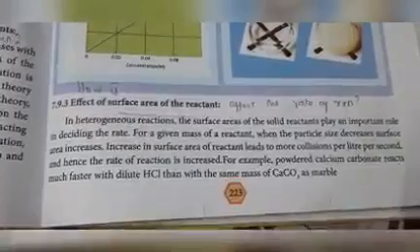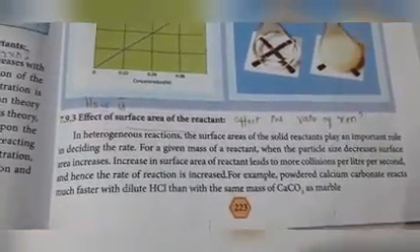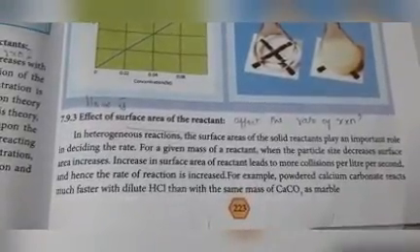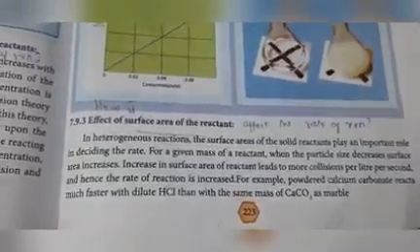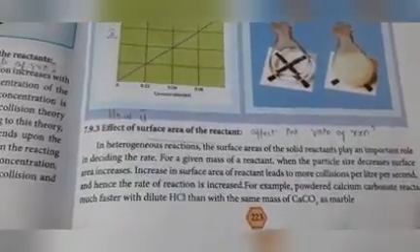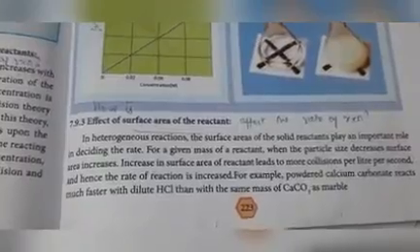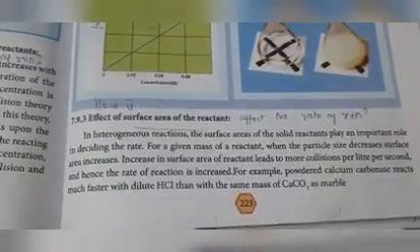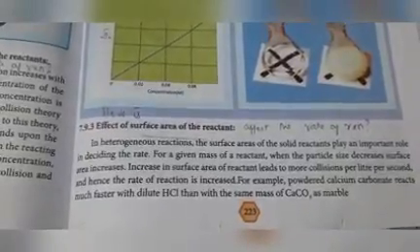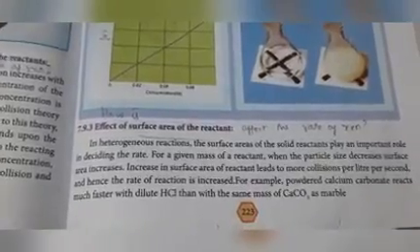In a heterogeneous reaction, the surface area of the solid reactant plays an important role in deciding the rate. So, the surface area of the solid reactant also influences the rate of the reaction. For a given mass of the reactant, when the particle size decreases, surface area increases. Particle size decreases means surface area increases.